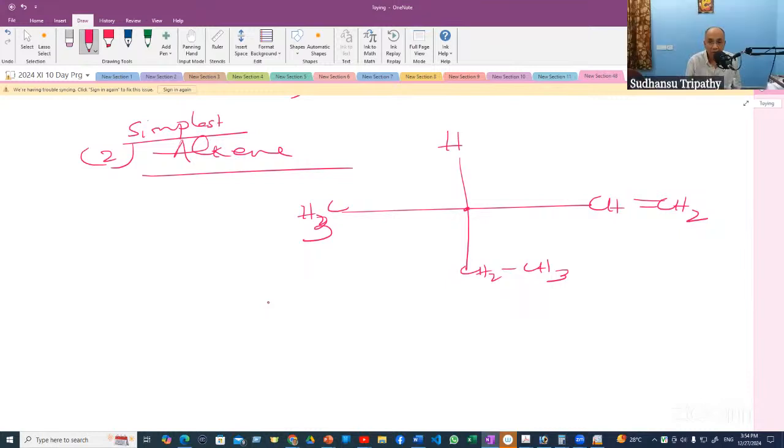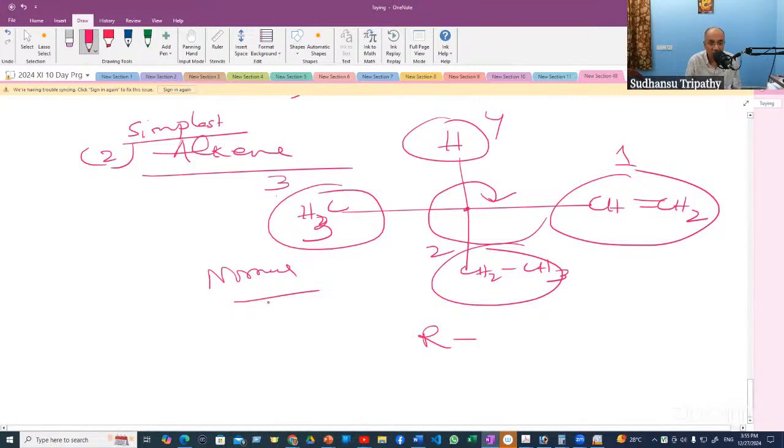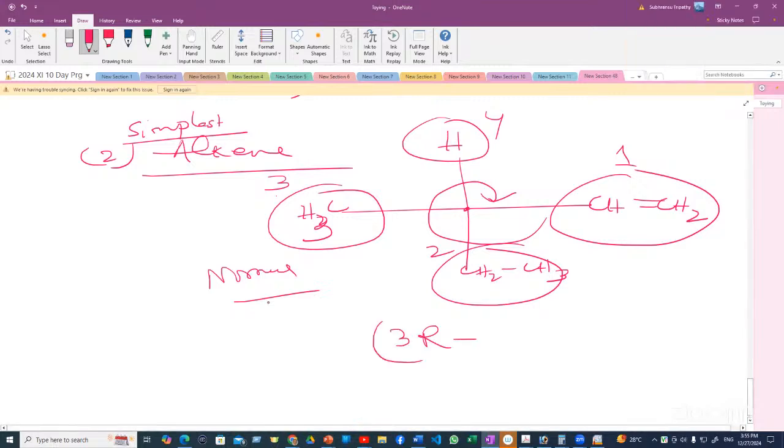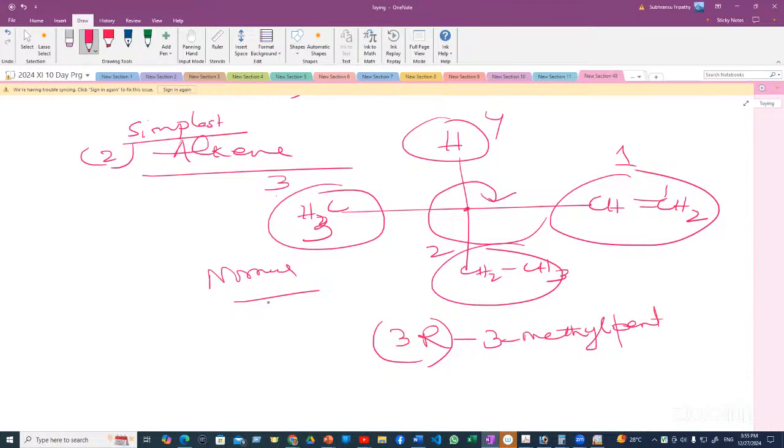So number 1 is vinyl, number 2 is ethyl, number 3 is methyl, and number 4, and we are applying the normal CIP rule, 1 to 2 to 3 rotation is clockwise, then it is R. And what is the name of this molecule? Sir, 3R, 3-methyl pentene. 1, 2, 3, 4, 5. So 3-methyl, your numbering in IUPAC is different. 1, 2, 3, 4, 5. 3-methyl, then what? Pentene.